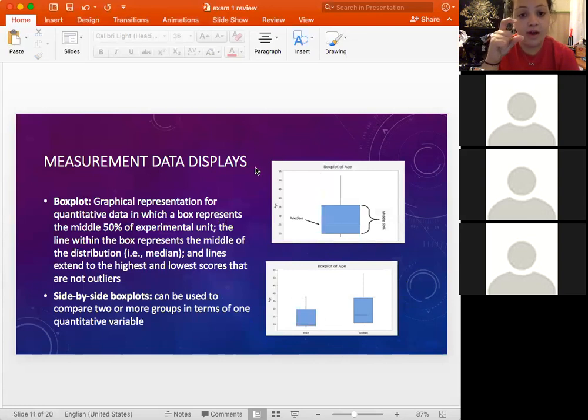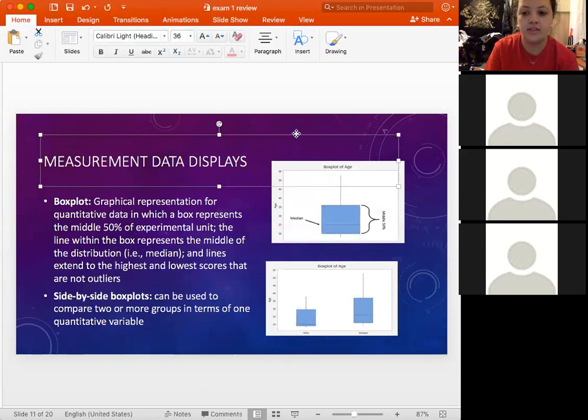The box is the middle 50% of the data. And like I said, that line in the middle is always going to be your median, and then obviously your max and your min. So that's usually what we use it for: if we want to describe percentiles and the quartiles and whatnot, we would use a box plot. And remember, both of these are for quantitative data displays. And like I said, the only difference with the bottom one is that there are two groups instead of just one, which is what the top one has.